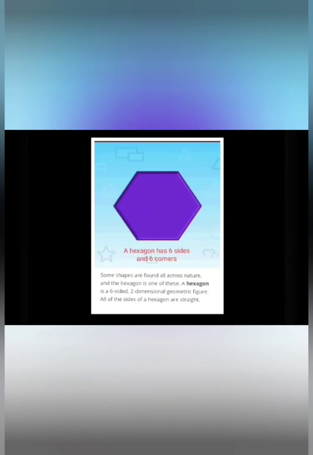So what is a hexagon, children? It is a 6-sided figure and it is a 2D shape. All of the sides of the hexagon are straight and not curved, and it has 6 corners and 6 sides.